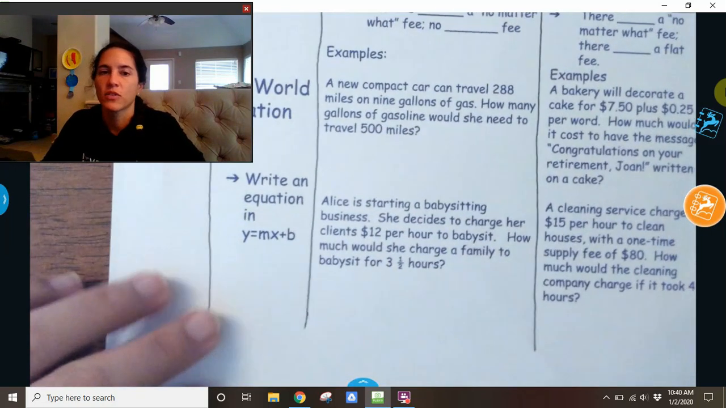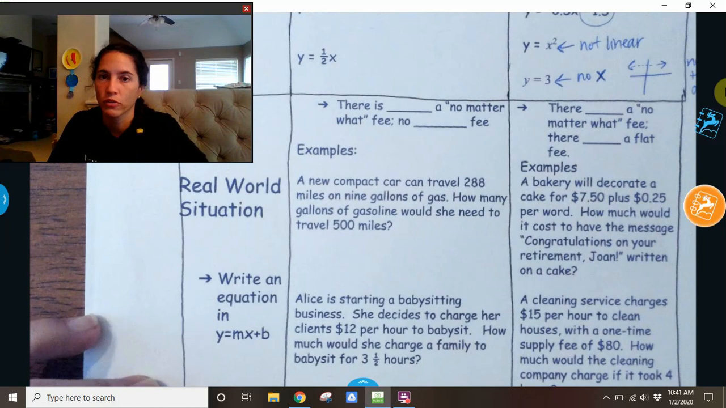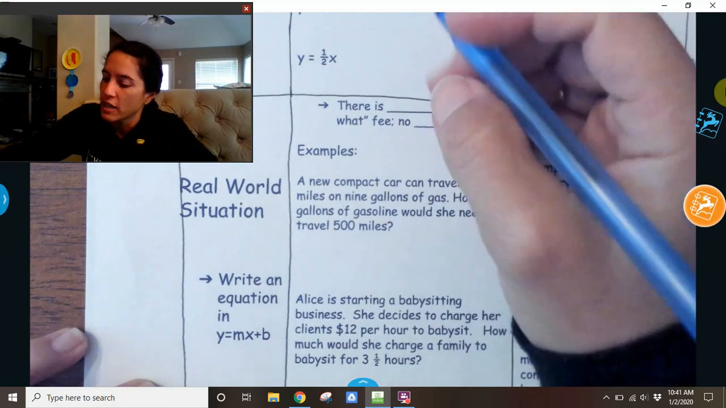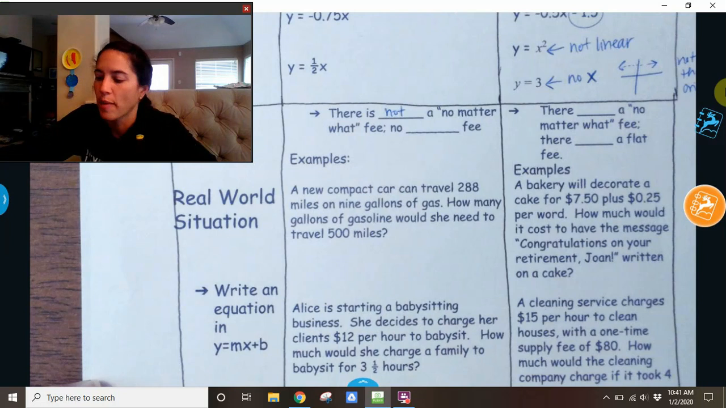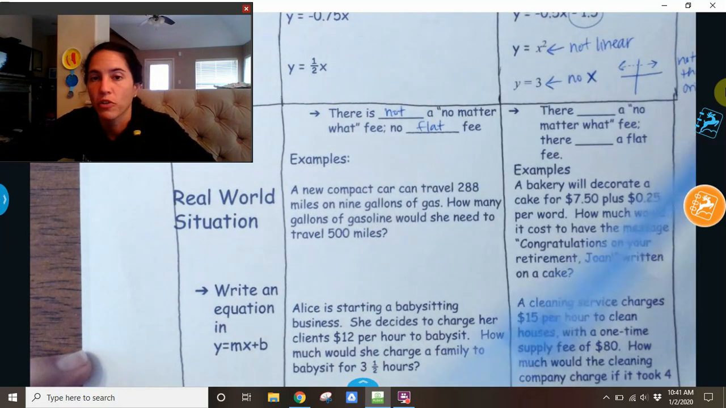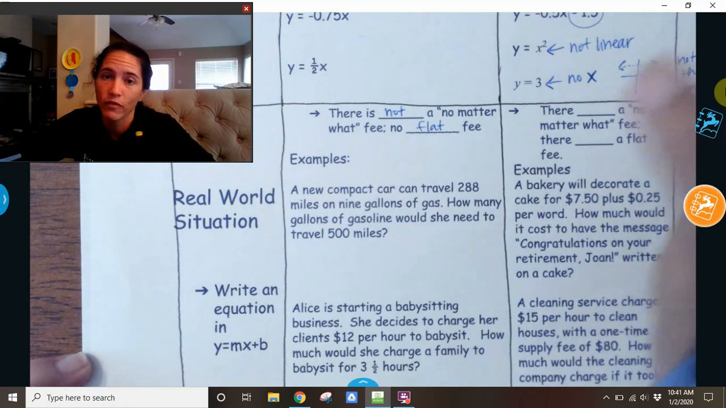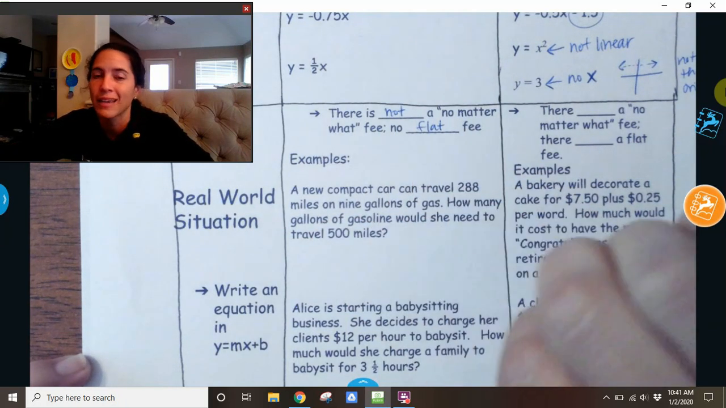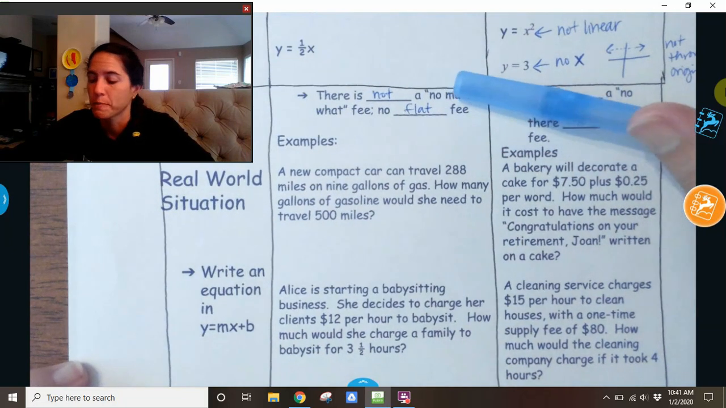And then the last one is real world situations. If you have some real world problems, here's how to tell if it is proportional or not proportional. There is not a no matter what fee, no flat fee. If it's proportional, there's not going to be a flat fee. There's not going to be a joining fee. There's not going to be a shipping fee. There's not going to be any kind of registration fee. There's no matter what fee.